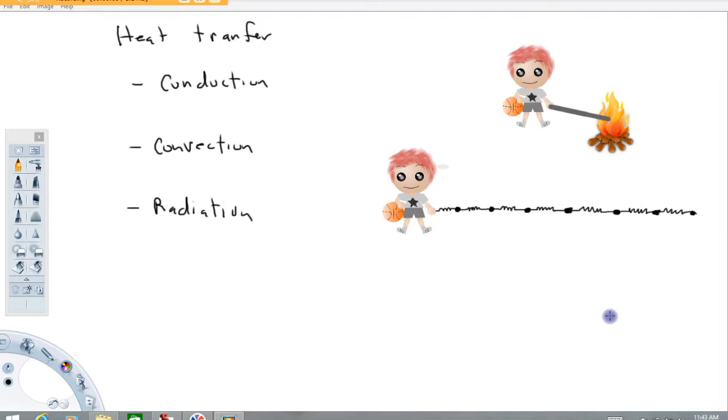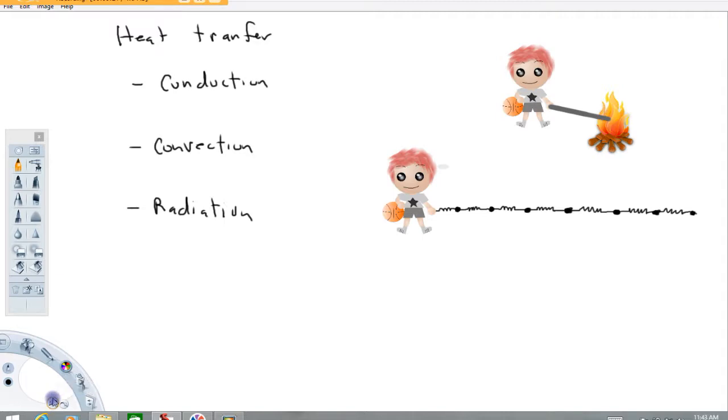I'm making this video here to describe the three different methods of heat transfer. So before we start talking about heat transfer, it's very important to understand what heat is. Heat is a transfer of energy due to a difference in temperature. And if you're not familiar with that, I've got plenty of videos here that talk about that.